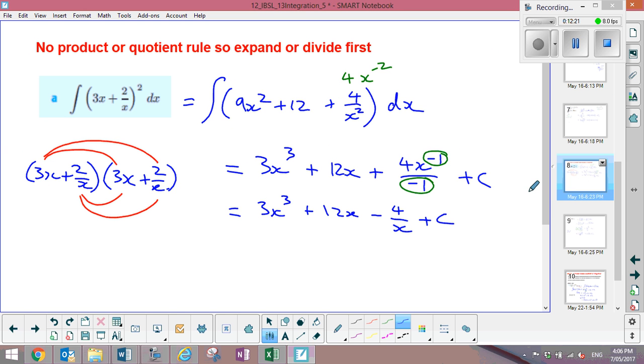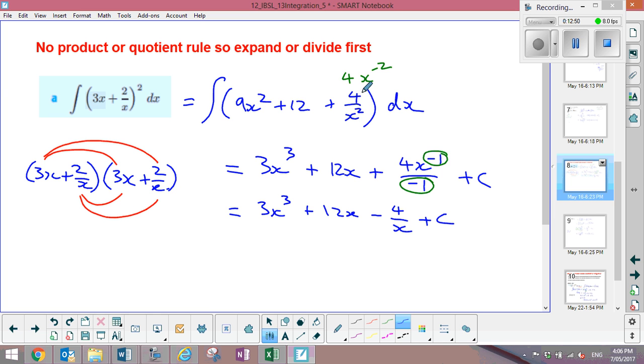Next one here, remember we said there's no product or quotient rule, so you've either got to expand or do your dividing. So here we've got a function, this is more like a chain rule, you could have differentiated this with a chain rule, but here you need to expand it out, so use your FOIL to expand 3x plus 2 on x, so you end up with 9x squared plus 12 plus 4 over x squared.